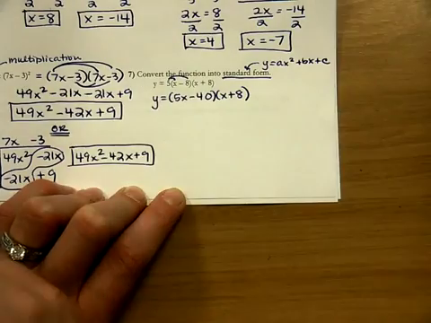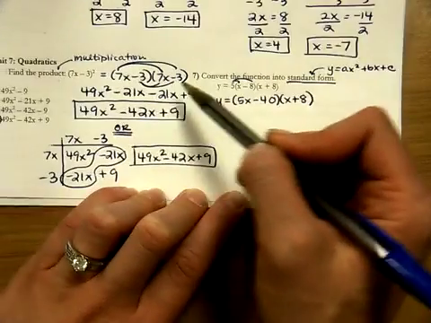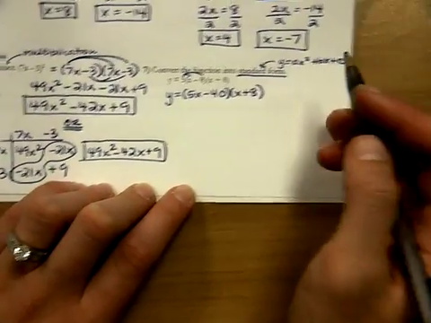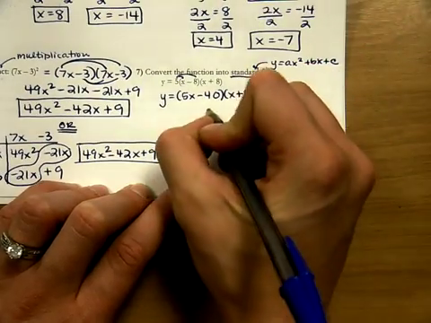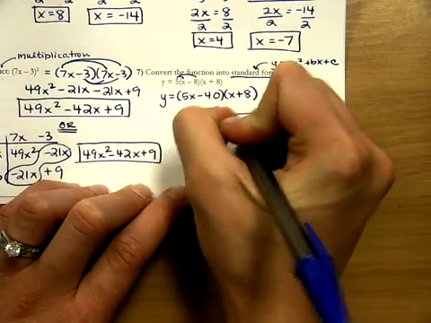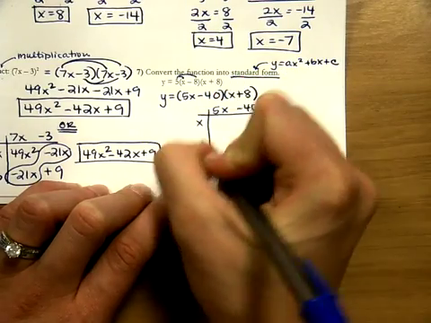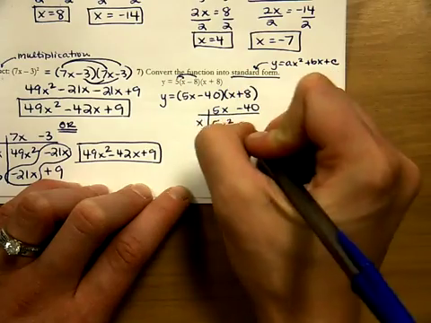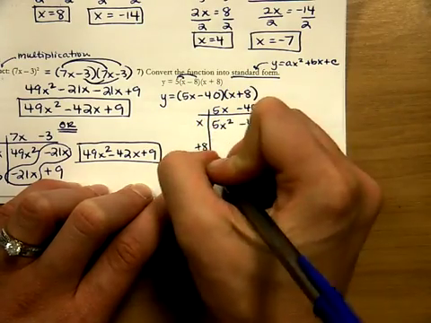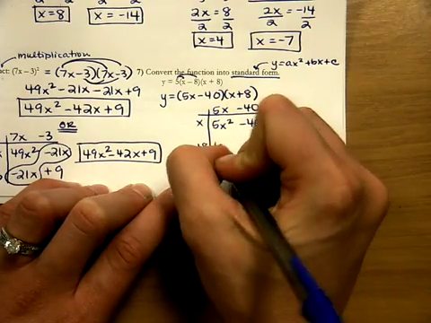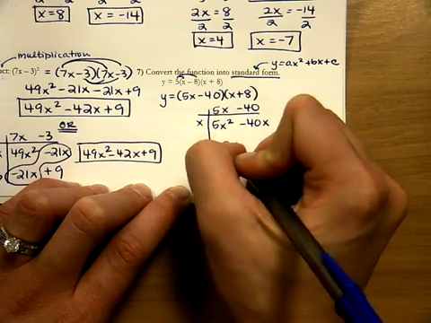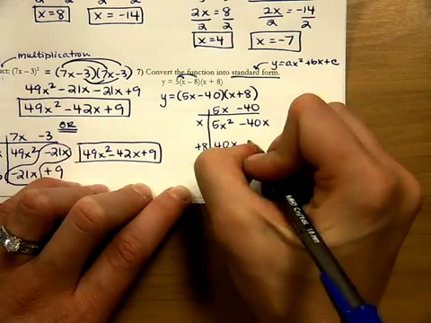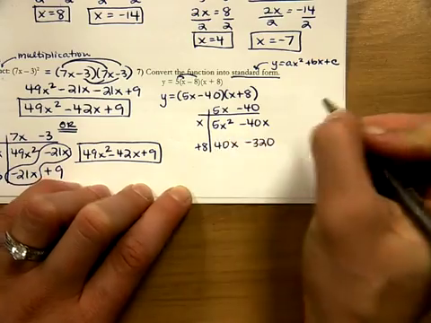Now I can multiply these two together, either using the distributive property like I did before or the area model. I'm going to go ahead and do the area model this time. So I have 5x minus 40 and then x plus 8. x times 5x is 5x squared. x times negative 40 is a negative 40x. 8 times 5x is 40x. 8 times negative 40 would be a negative 320.